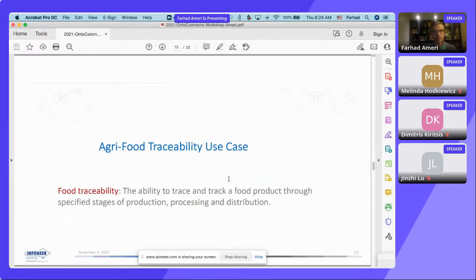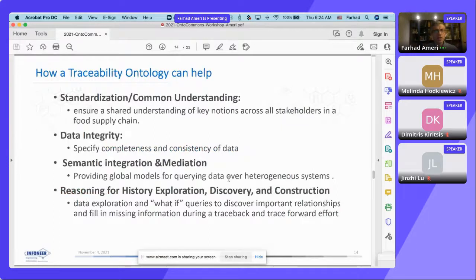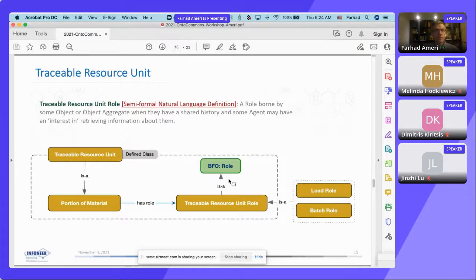So food traceability is the ability to trace and track a food product through specified stages of production, processing, and distribution. We use ontology for standardization, data integrity, semantic integration, and reasoning for history exploration and discovery. For example, traceable resource unit is a type of class that is basically a role borne by an object or object aggregate when they have a shared history and some agent has interest in retrieving the information.